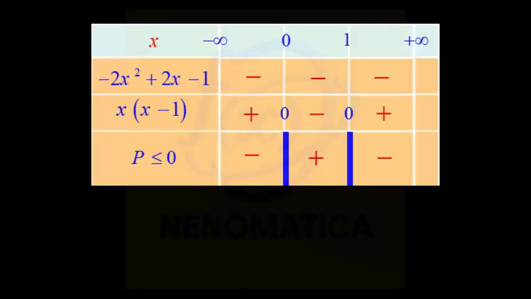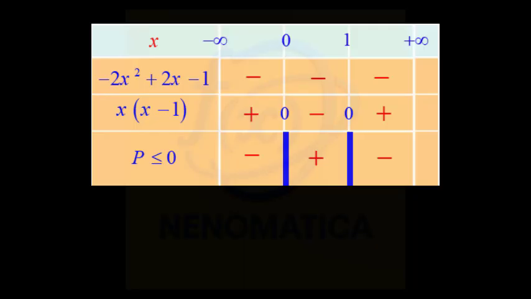For x less than 0, the denominator x times (x minus 1) is positive. For x between 0 and 1, the denominator is negative. For x greater than 1, the denominator is positive again. Therefore, the fraction is negative on the left and on the right, and positive in the middle.